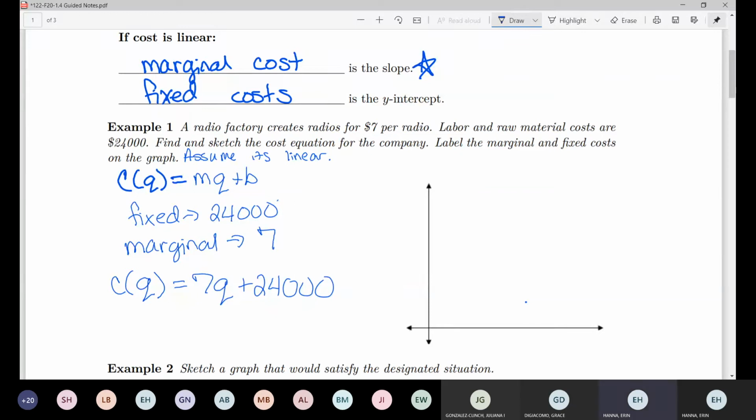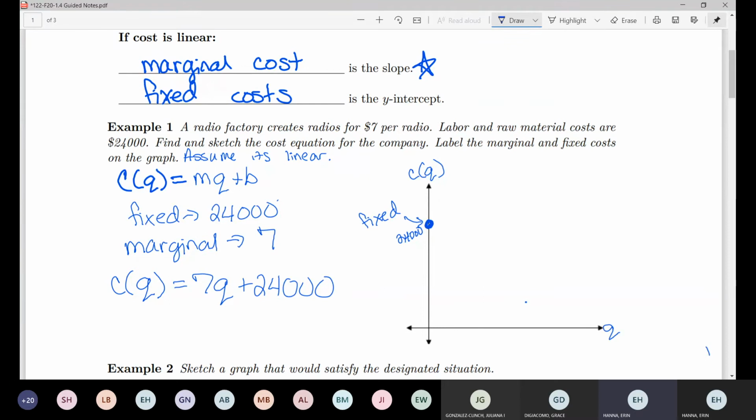Now say I want to sketch this, and because we're running short on time, it's going to be a sketch. In my other class, I made it a little nicer, but we're just going to sketch it. So if this is my quantity axis and this is my cost axis, well, again, the fixed cost is my y-intercept. Now, $24,000 is pretty large, so let's go ahead and put it way up here. So this right here is going to be our fixed, or $24,000. Now, our marginal here, which is representing our slope, is 7.